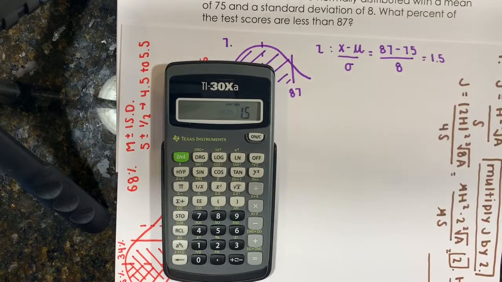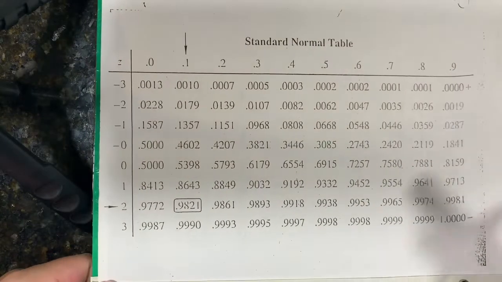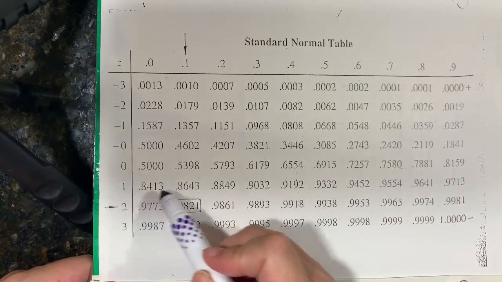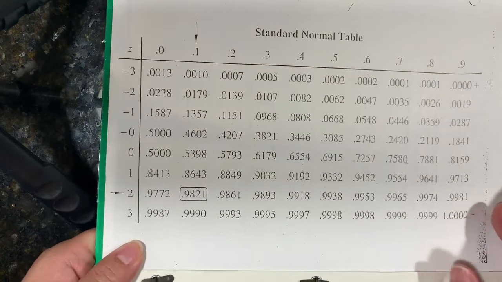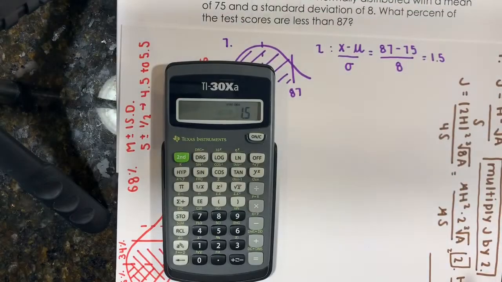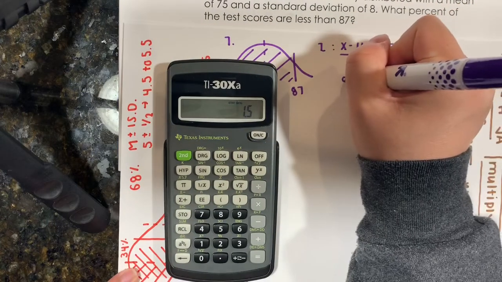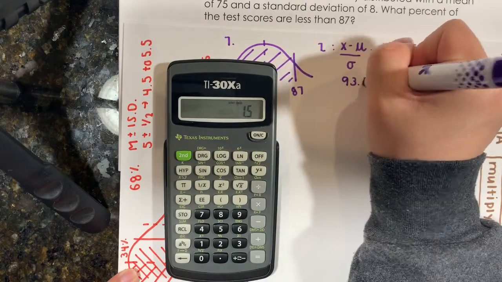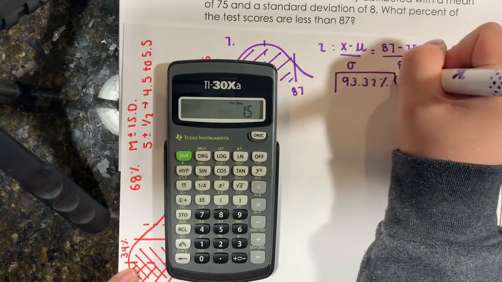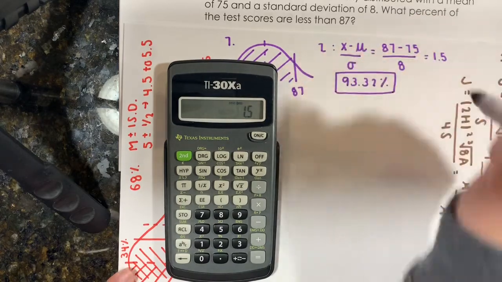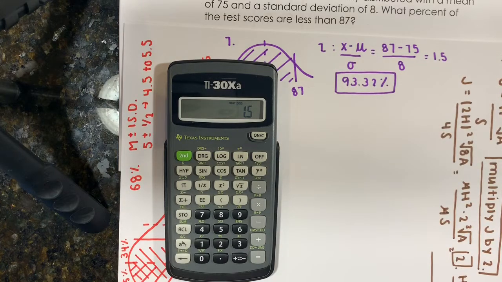So now what we need to do is we need to go to our standard normal table, which is here. We're going to go down to +1, then over to 0.5, and that percentage is going to be 93.32%. So the standard normal table always gives us a decimal number. You just need to multiply that by 100 to get the percentage.